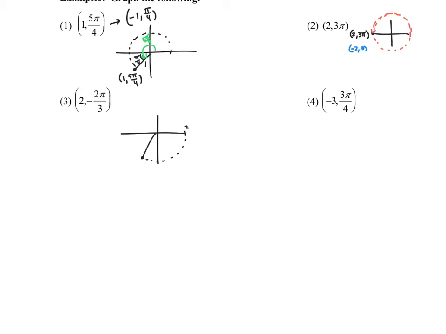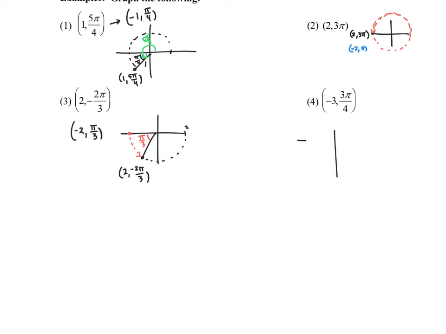Okay, that would be equivalent to an extension of negative 2 and a rotation of pi over 3. Let's look at that. Extension of negative 2 and a rotation of pi over 3. That would get us to the same place, but the original, of course, was 2 comma negative 2 pi over 3. Remember, extension, rotation.